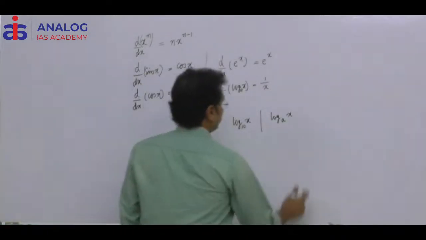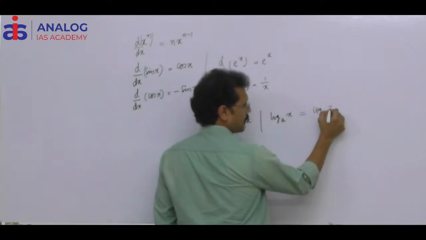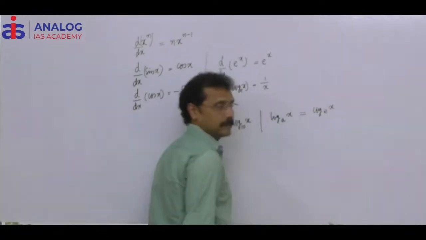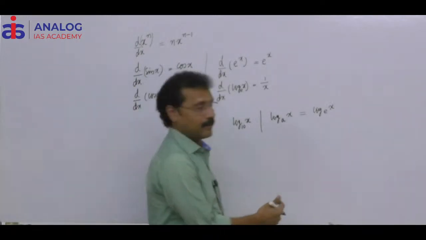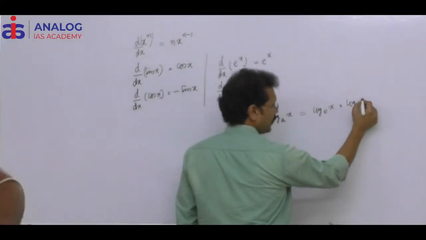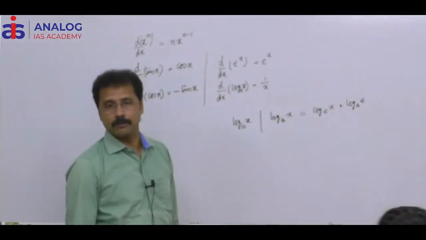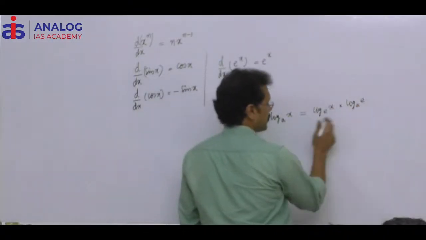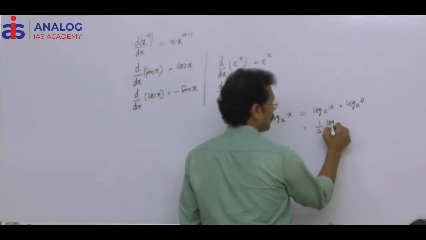Now if it is log x to the base a, this can also be written as log x to the base e, into log e to the base a. Log e to the base a is nothing but 1 by a, so you can always write it as log x to the base e.